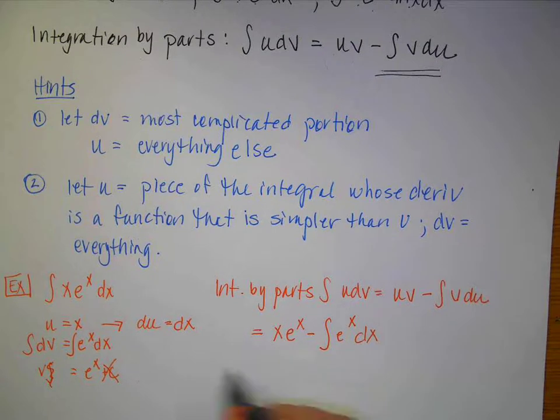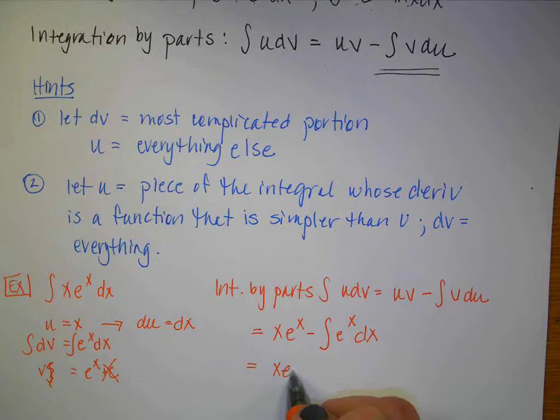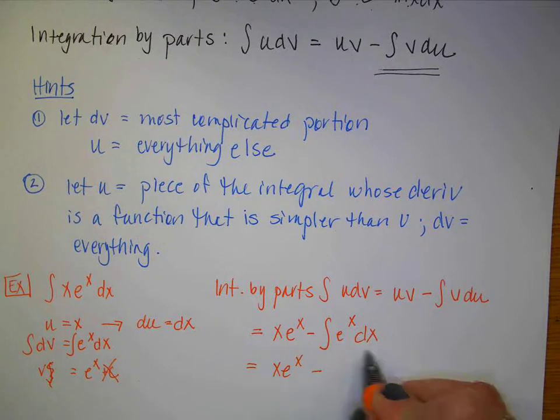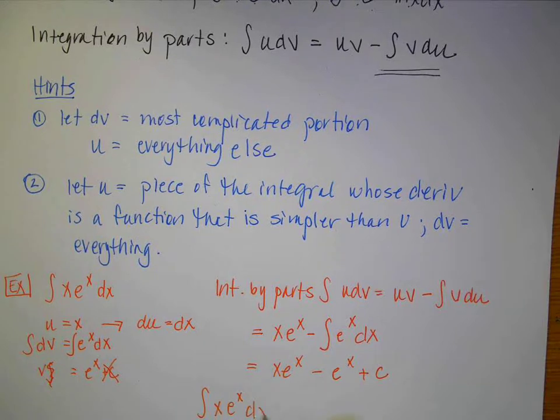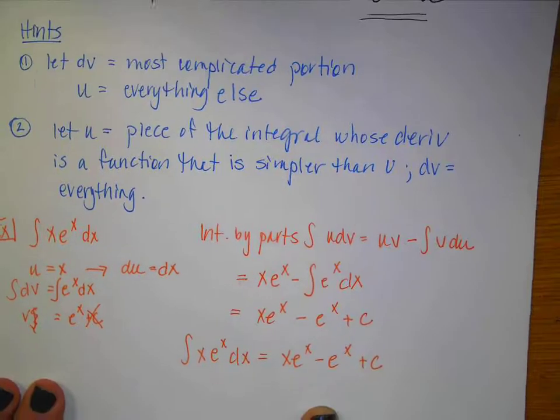Okay? So now it just seems really simple. So then if I finish my problem, the integral of this is very easy, and I have e to the x plus c. And then this would be my integration by parts. So I would say the integral of x e to the x dx is going to be equal to x e to the x minus e to the x plus c.